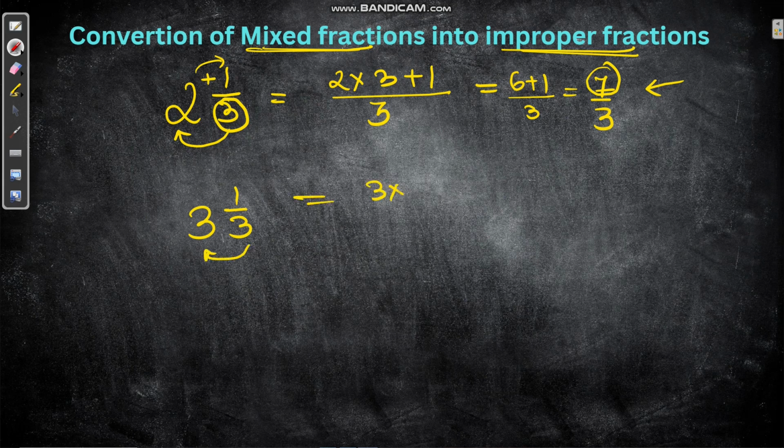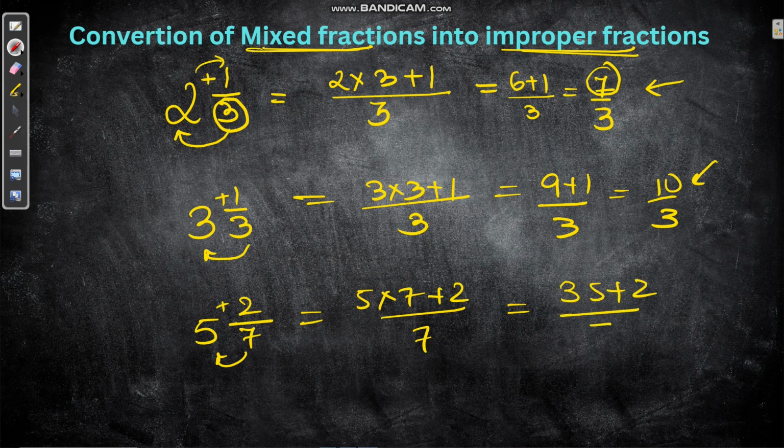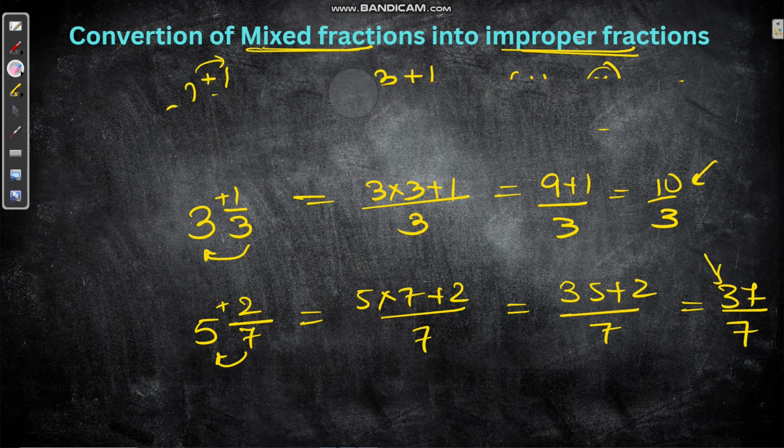So 3 into 3 I'll do first, plus 1 upon the entire thing upon whatever the denominator is, that is 3, that is 9 plus 1 upon 3, that is 10 by 3. This is again an improper fraction. Let's take another example. In this case it will be 5 into 7, then plus 2, the entire thing upon 7, 35 plus 2 upon 7, that is 37 upon 7. So this is again improper because numerator is greater than the denominator.